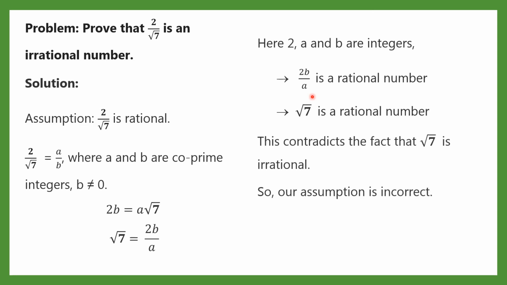Therefore, this contradicts the fact that root 7 is irrational. So our assumption is incorrect. What is our assumption? 2 by root 7 is rational. That is incorrect. That means 2 by root 7 is an irrational number. This is a regular problem.